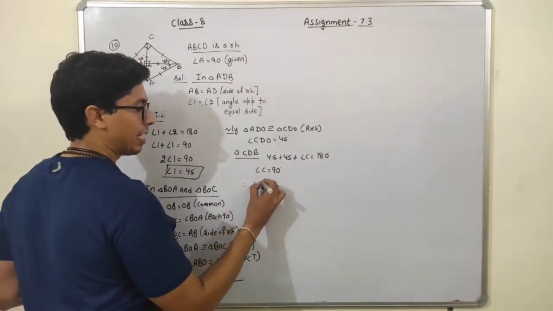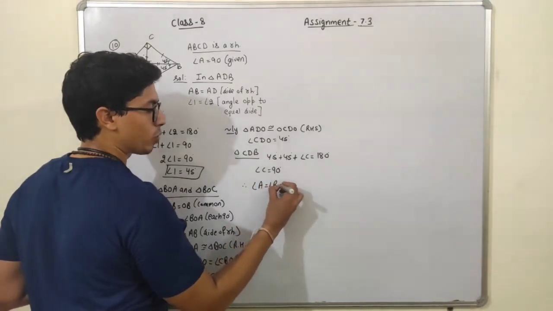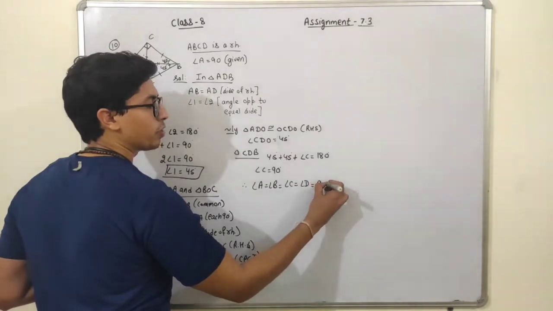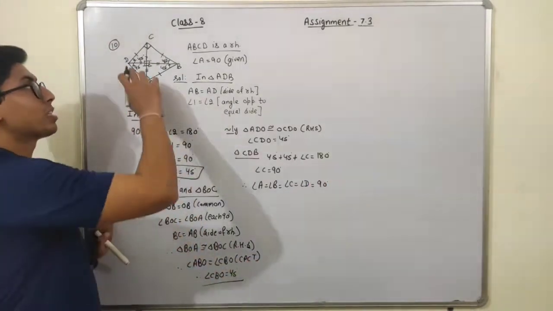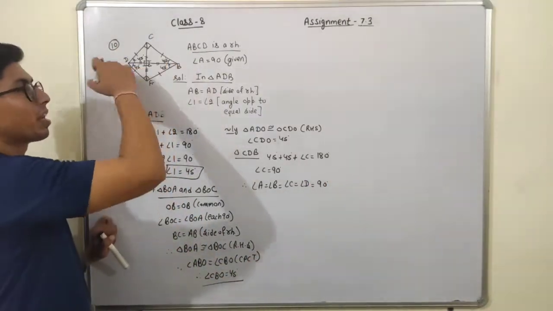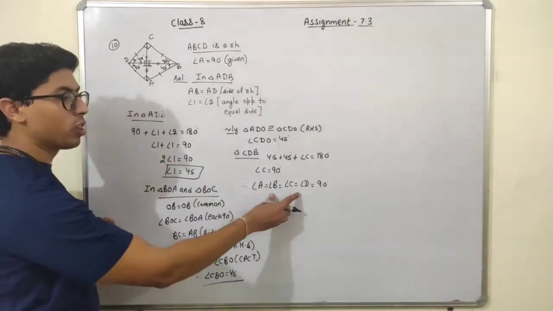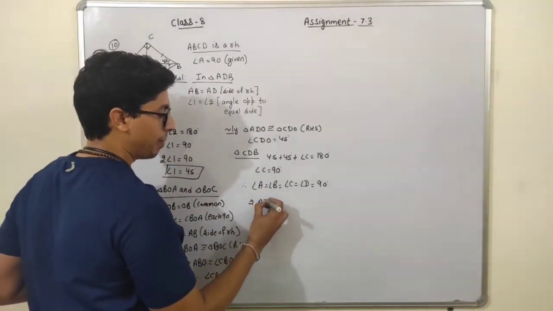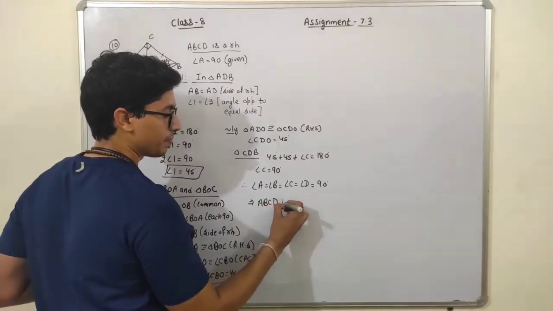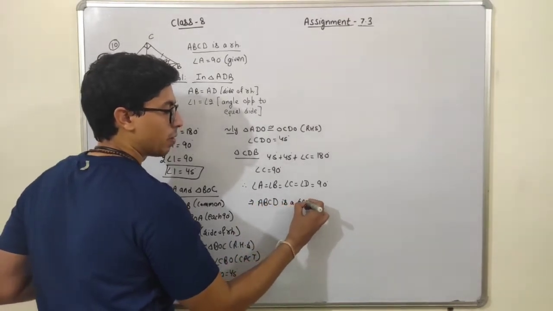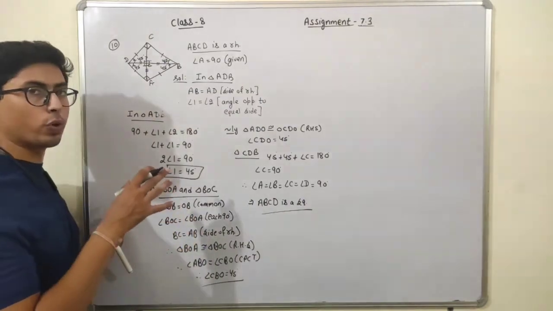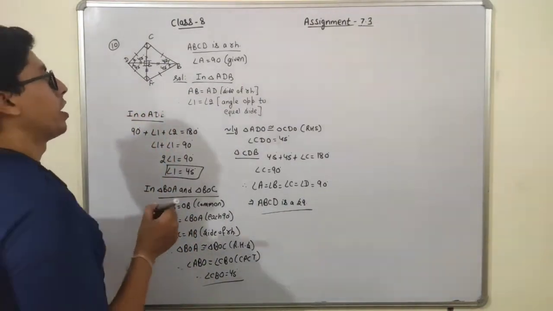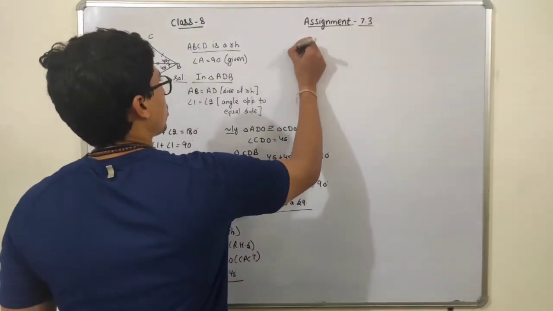Therefore, angle A is equal to angle B is equal to angle C is equal to angle D is equal to 90 degrees. Now students, all the sides are equal, the diagonals bisect each other at 90 degrees, and all the angles are 90. This implies I can say that ABCD is a square. Okay, because all the properties of a square are satisfied now. Okay, students. Now let's move forward to question number 11.